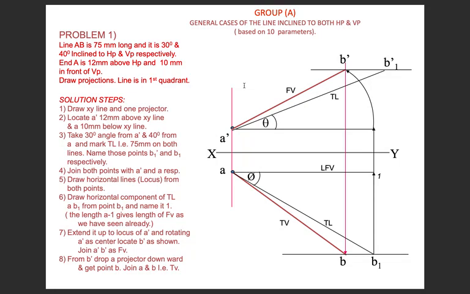The length A1 is the length of top view as we have seen already. Extend it up to the locus of A dash and rotating A dash as center, locate B dash as shown. Join A dash B dash as front view. From B dash, drop a projector downwards and at point B, join A and B, and that's your top view.